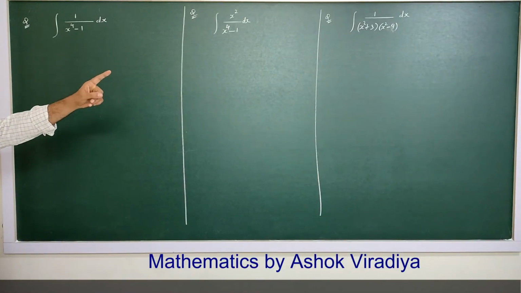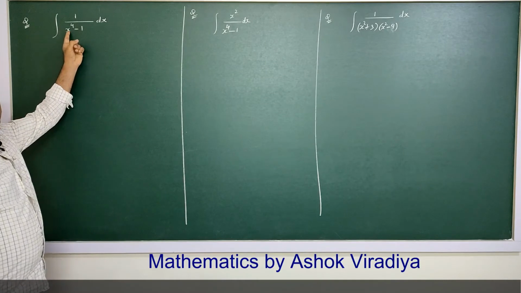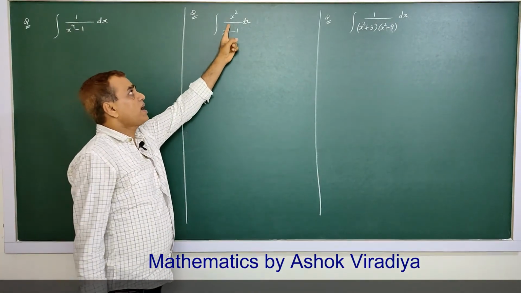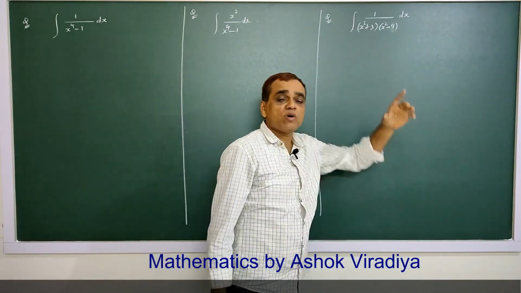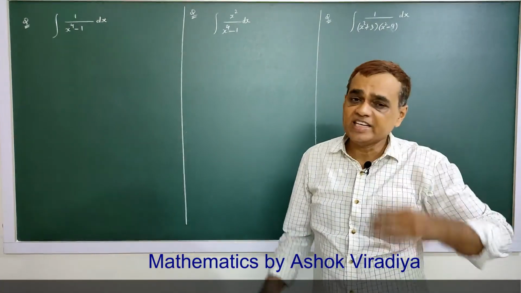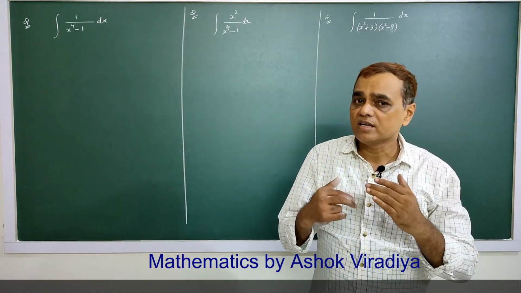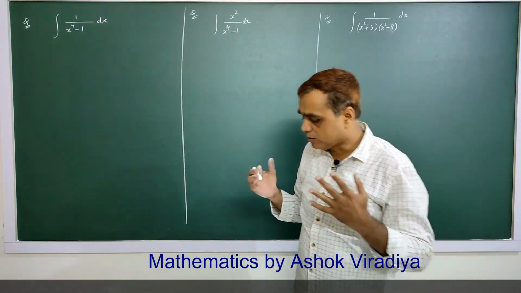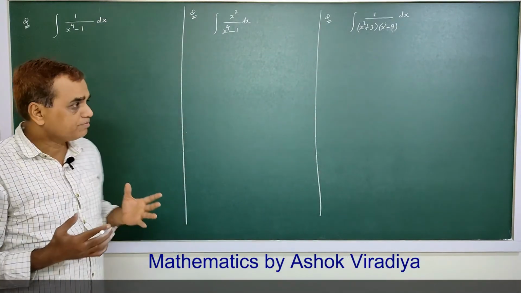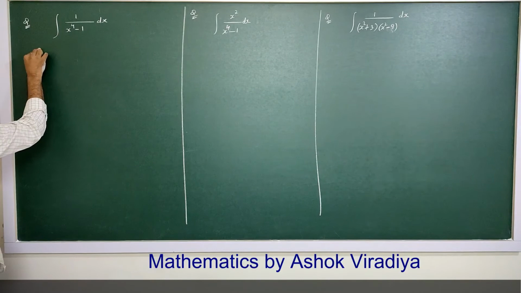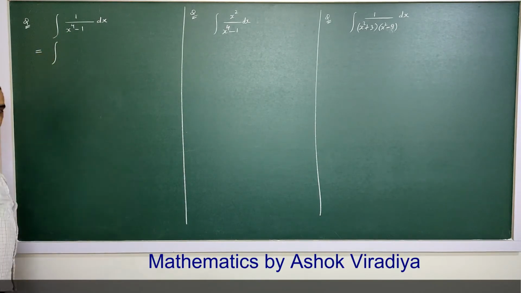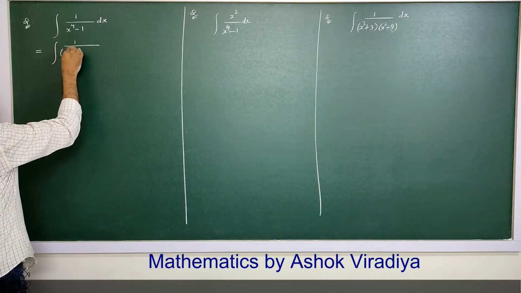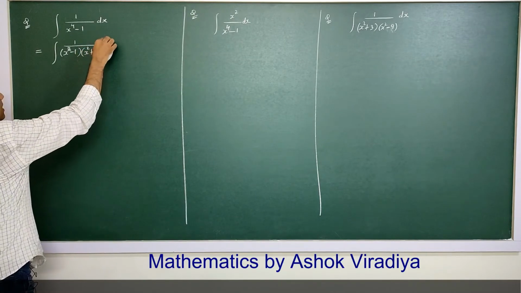Look at these three questions. x has even powers: x raised to 4, x square, x raised to 4, x square, everywhere x square. In the integrand, all the terms have x with either power 2 or power 4. Then how to integrate this easily? So here this can be factorized: 1 upon x square minus 1 into x square plus 1 dx.